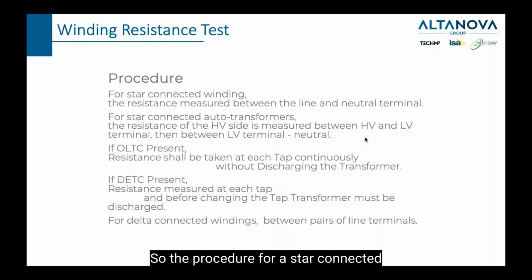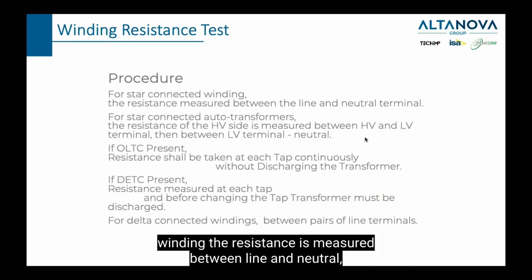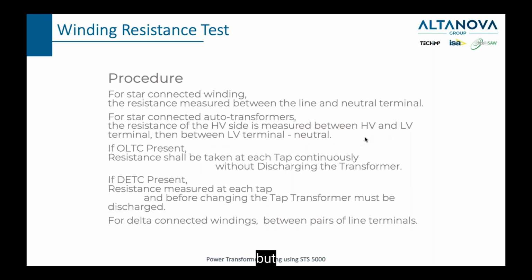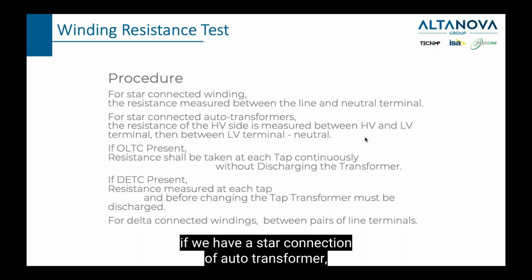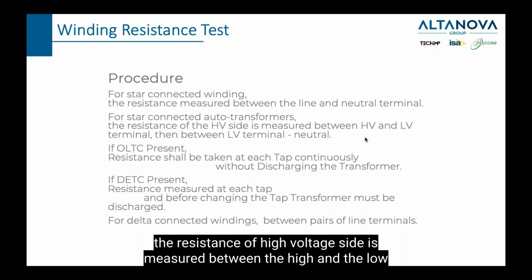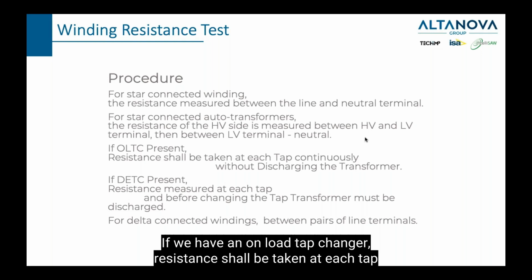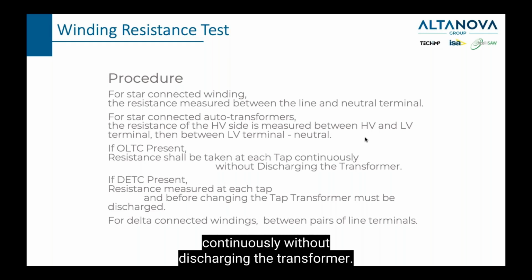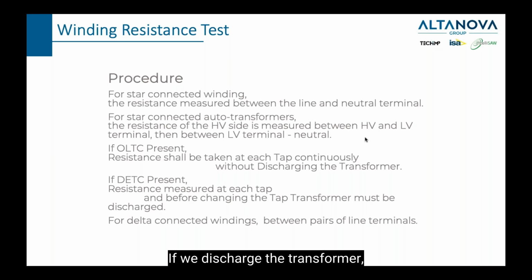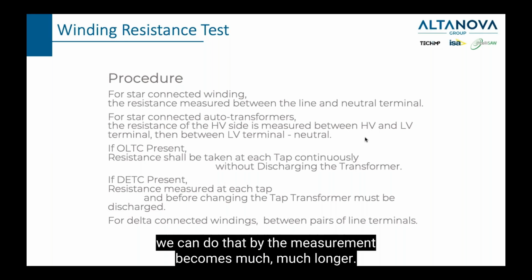So the procedure for a star-connected winding, the resistance is measured between line and neutral, but if we have a star connection of auto transformer, the resistance of high voltage side is measured between the high and the low voltage terminal, and then between the low voltage terminal and the neutral. If we have an on-load tap changer, the resistance shall be taken at each tap continuously without discharging the transformer. If we discharge the transformer, we can do that, but the measurement becomes much, much longer.